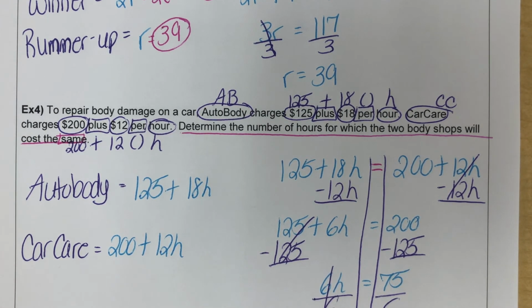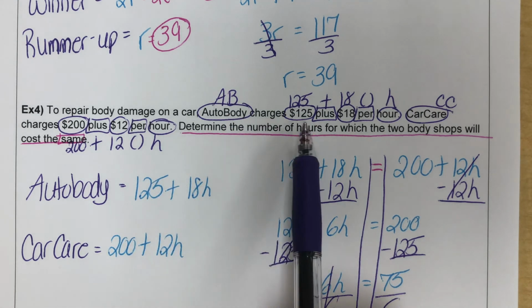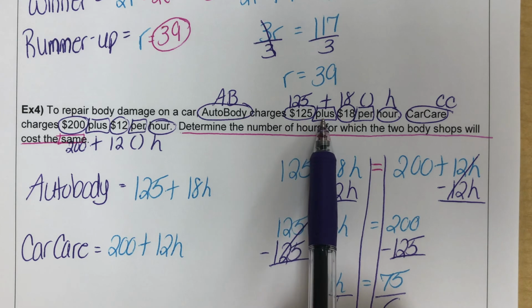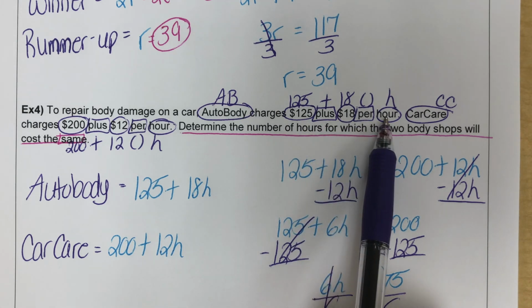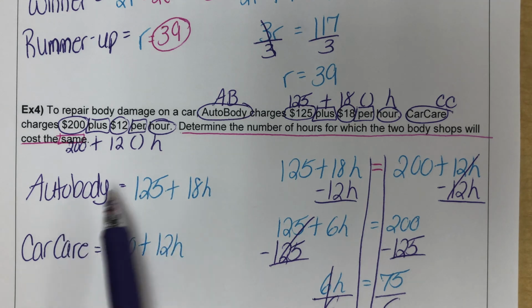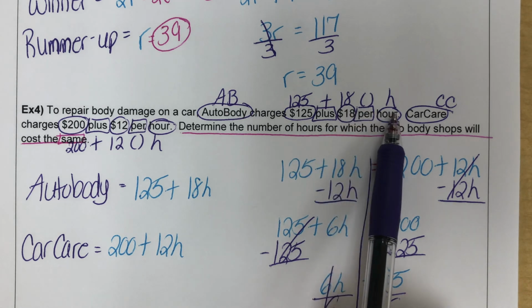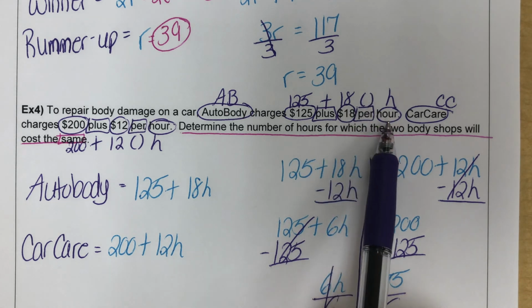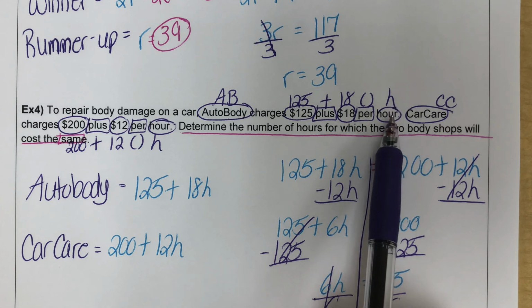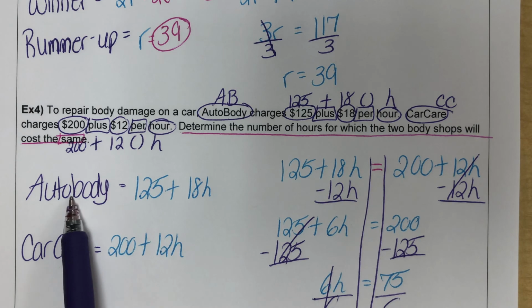So as I read through, there were 2 unknown variables here as well, the auto body shop and the car care shop. So as I read through, it tells me that the auto body shop charges $125 plus $18 per hour. So this is the expression that I've created for the auto body shop. 125 plus 18 times H. Per is a multiplication word. Hours, I don't know, so I let hours be represented by the variable H. So this is how I'm getting my expression for the auto body shop.